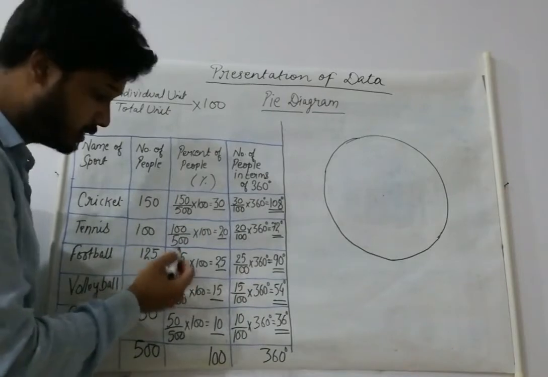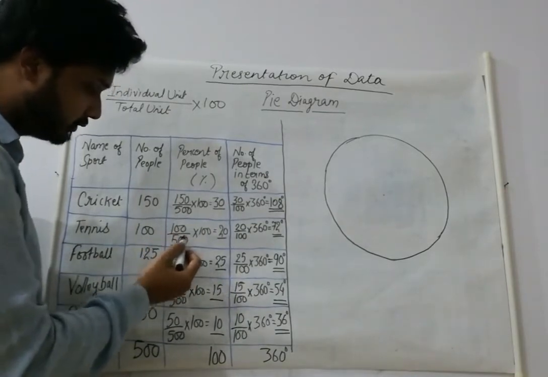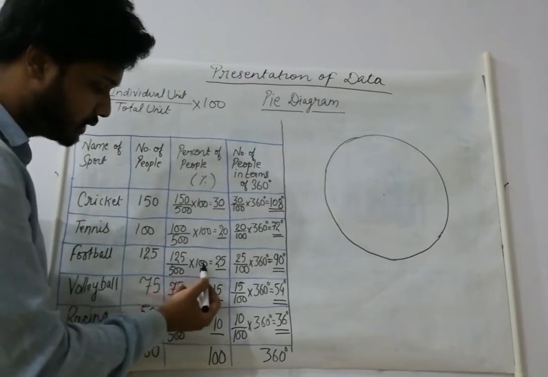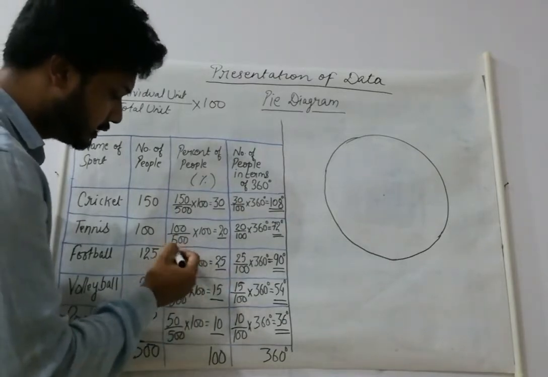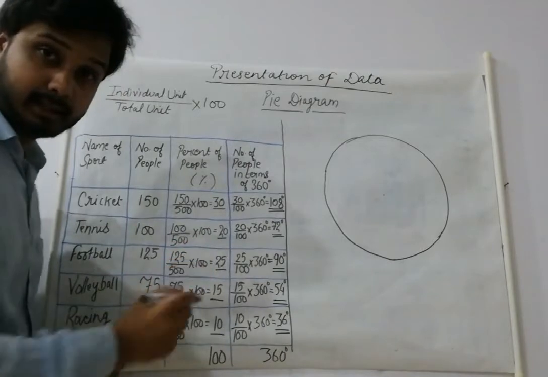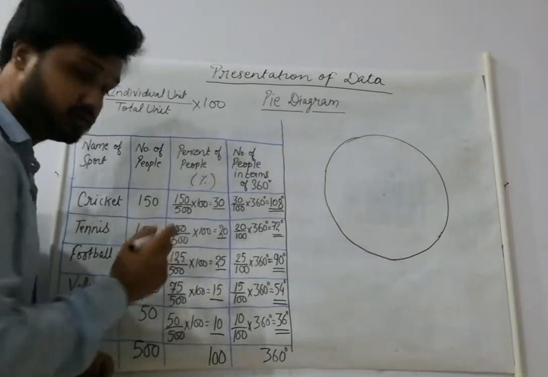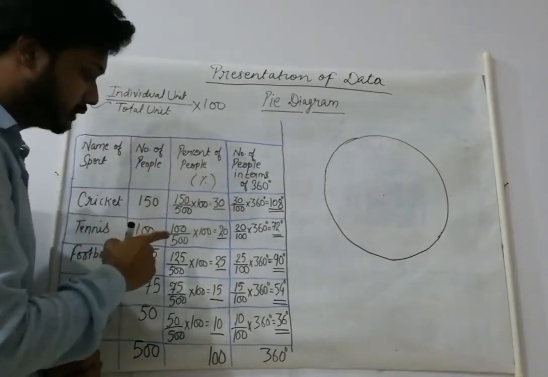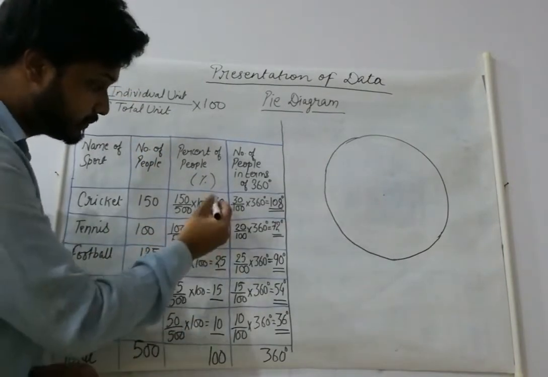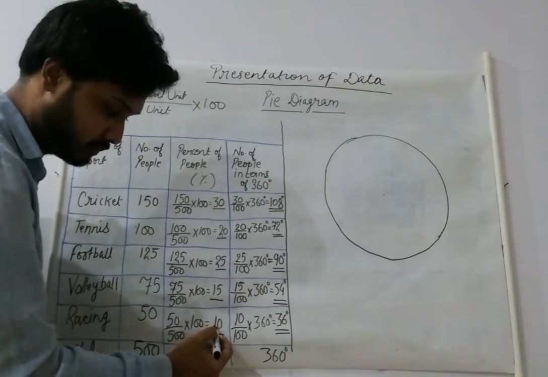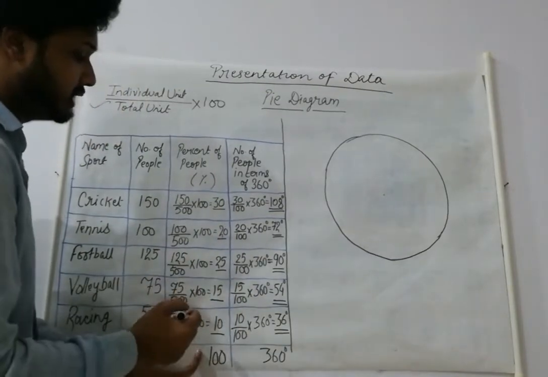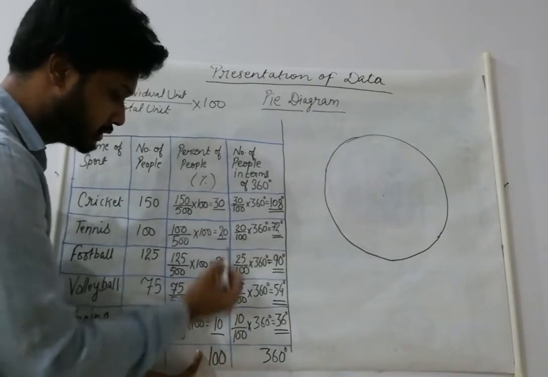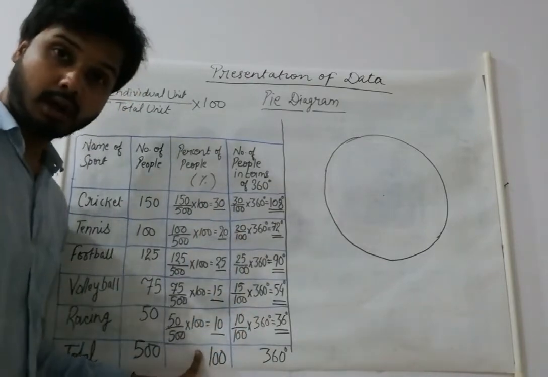Same here, we have done 100 upon 150 into 100, 125 upon 500 into 100. You can see here that the total unit and 100 are the same, just the individual unit is changing. So use this formula to convert into percentages. We have converted this into percentages, and as we have seen, the total of the percentages should come to 100. Here also you can add and it will come to 100 only.